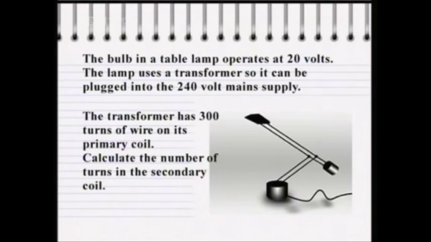The bulb in a table lamp operates at 20 volts. The lamp uses a transformer so it can be plugged into the 240 volt mains supply. The transformer has 300 turns of wire on its primary coil. Calculate the number of turns in the secondary coil.